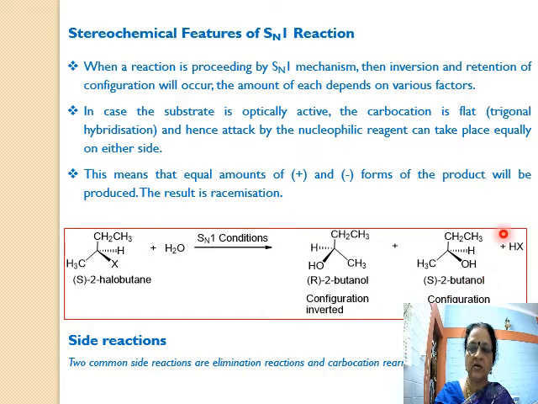One where the configuration is retained. See, this is also S here, this is also S here. Whereas in another one, you have the configuration inverted. Now what happens here is you will get the carbocation, and the incoming nucleophile, if it attacks the carbocation from the front side, you will get retention in configuration. If it attacks from the back side, then you will have inversion in configuration.